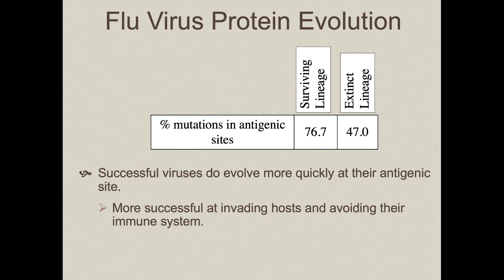And sure enough, if you look at lineages in next year's flu season, those that survived into that next year, 76.7% of these viruses had mutations in their antigenic sites versus those lineages from the last year that were not successful in really establishing an outbreak during the flu season. Only 47% of those had mutations in the antigenic sites. So sure enough, more successful invading viruses are those that are evolving more quickly at these antigenic sites, so they can more successfully hide from the human immune system.